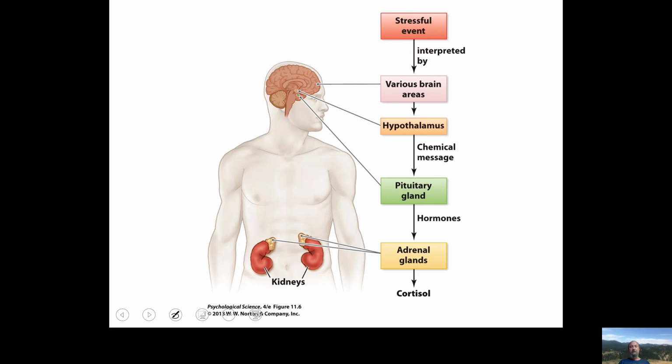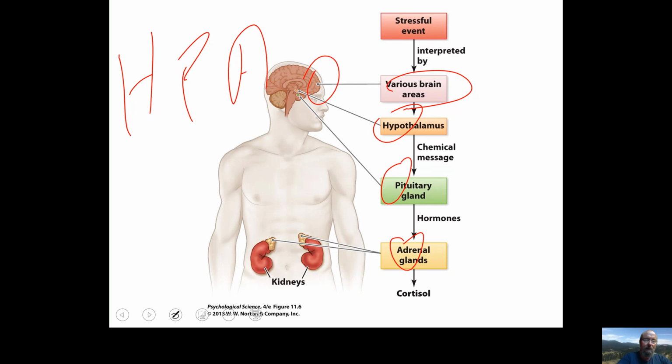And here's the HPA axis. So various brain areas, they point to the right place. This is figure 11.18. It's the prefrontal cortex. Okay, that's what the PFC is. It's what has you interpret the stressor. So this is the H, this is the P, that's the A. HPA axis. Yeah, it's the prefrontal cortex that interprets the stressful event. So they point to the right place.